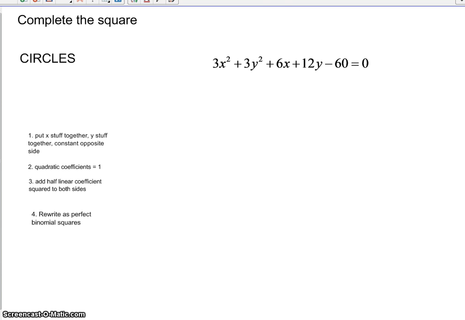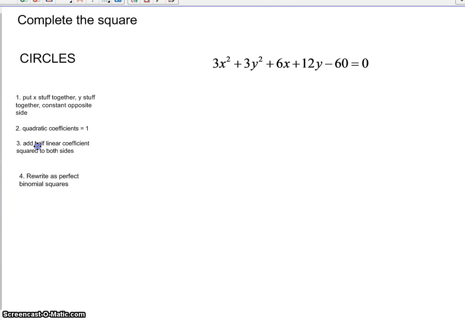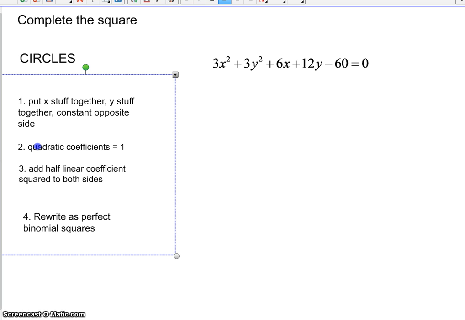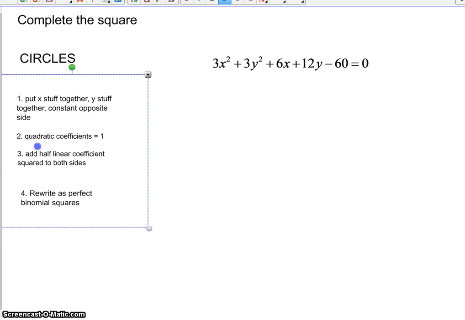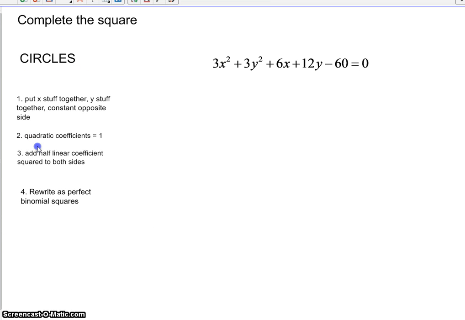But again, with our circles, when we talk about completing the square, what we want to do is take something that's in general form and get it into standard form so I can pull out my center, pull out my radius, and then be able to graph it. So step number one, again, what I like to always do is follow similar steps all the way through: get all my x stuff together. So I'm going to put the 3x squared and the 6x together. Put my y stuff together, so the 3y squared, the 12y.